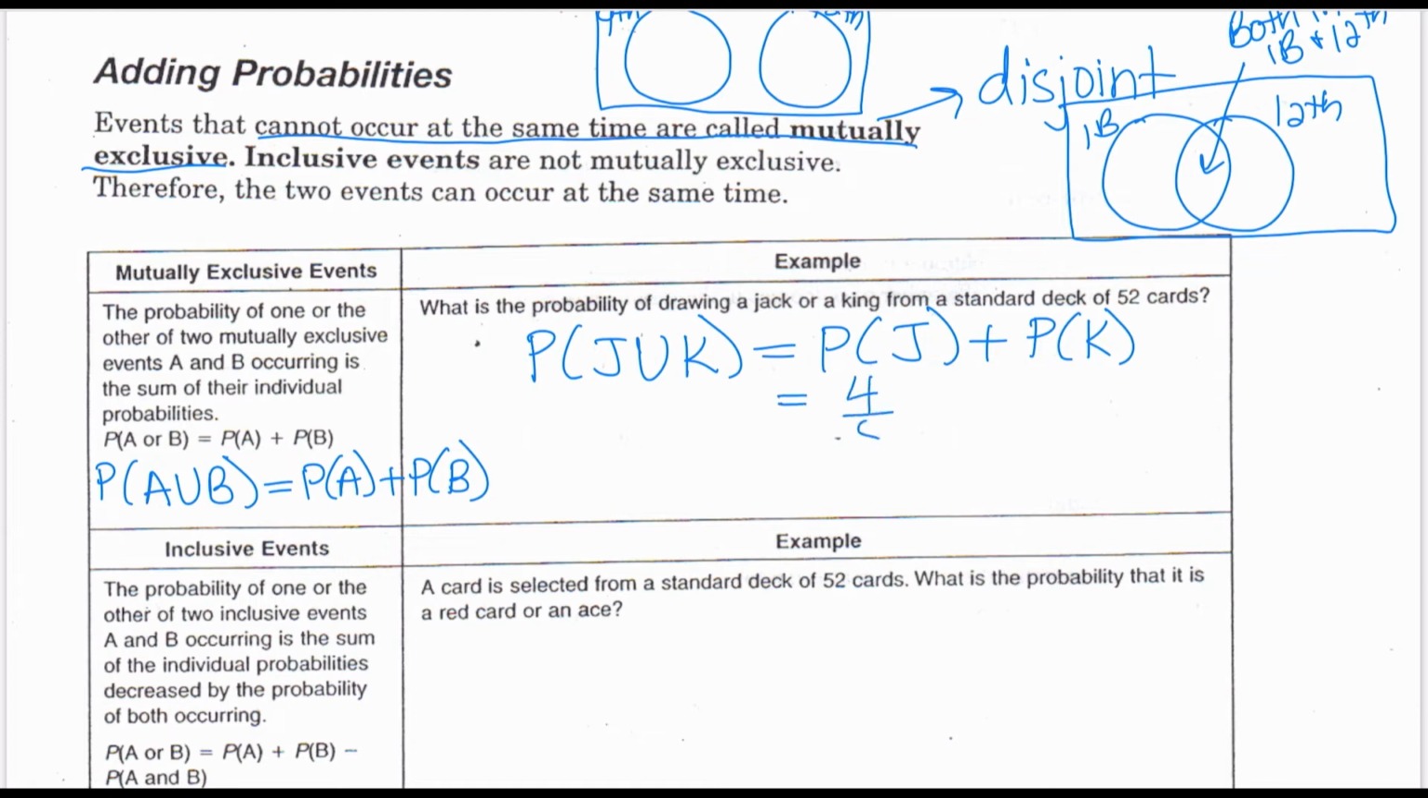4 out of 52 cards are jacks, 4 out of 52 cards are kings. Therefore, the sum of the probabilities is 8 over 52. And then this can be simplified if you like. So 8 divided by 4 is 2, and 52 divided by 4 is 13.